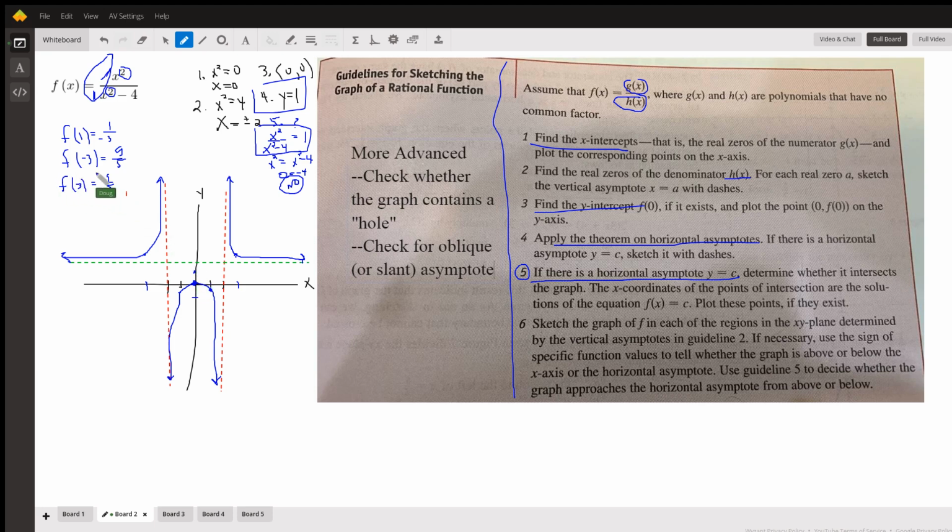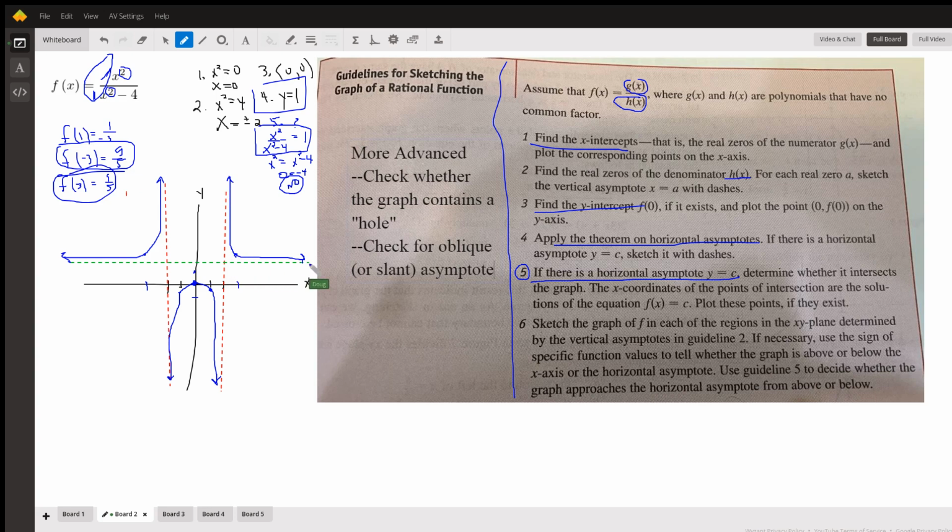And for a branch to the left of this red dashed line, I found f of negative 3. As a graph approaches its vertical asymptote, it either goes to positive infinity or negative infinity, and it has to cross it or approach its horizontal asymptote. So you can draw a rough sketch just by finding this point right here. And the same for this one. F of 3 is 1 1/5.